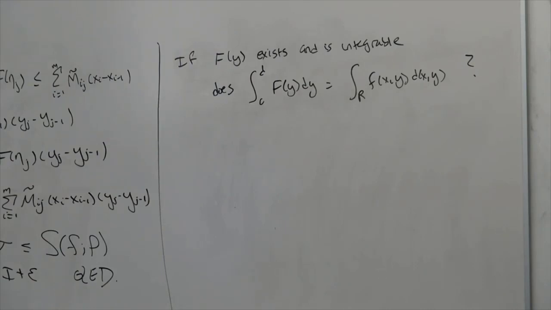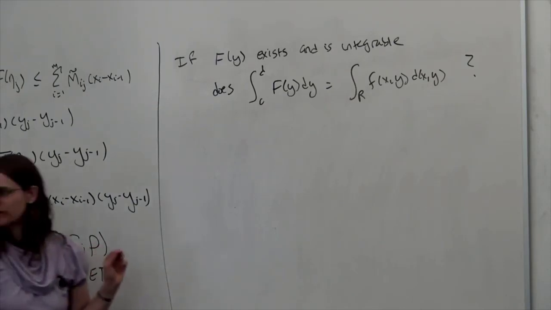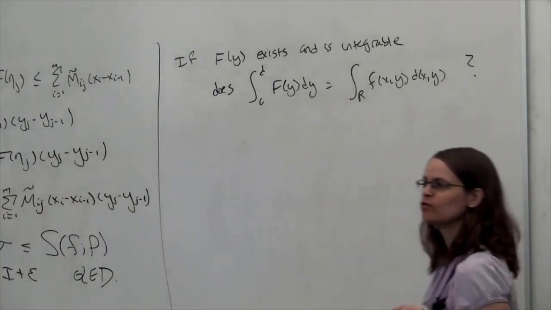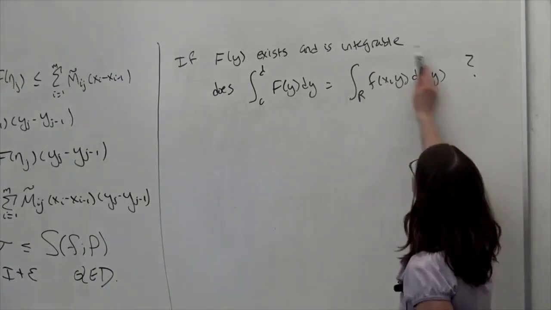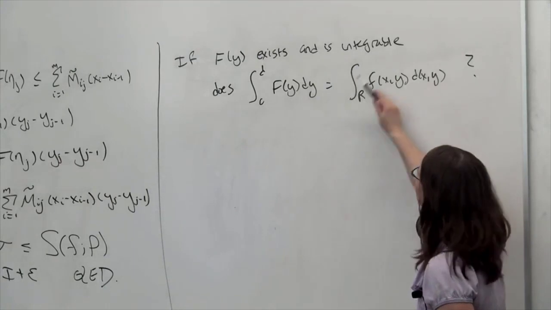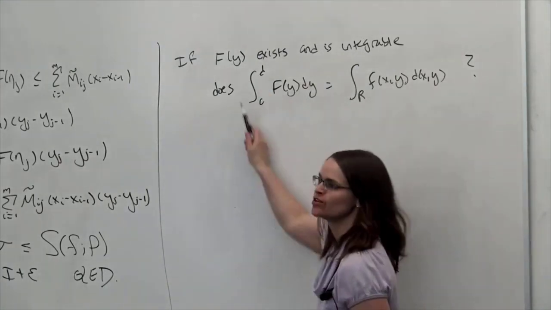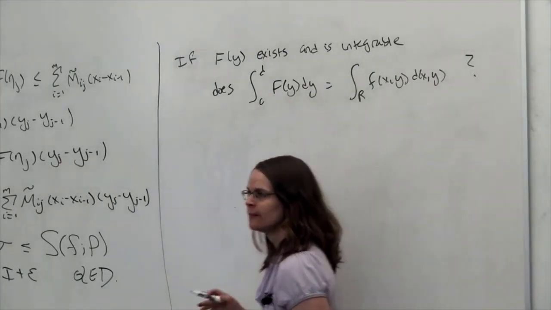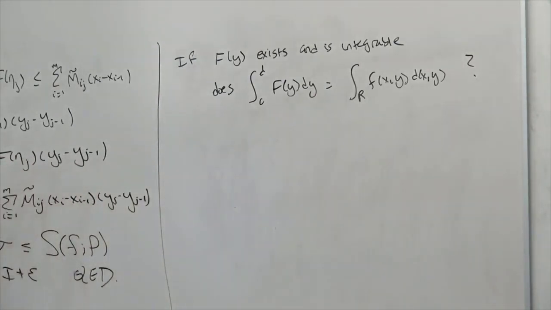We always want to be aware of the hypotheses of our theorem. One of the important hypotheses that we used, the first thing that we used when we started the proof, was that this integral exists. Now, is this integral existing equivalent to this integral existing? You may be tempted to say yes, but it turns out the answer is no.